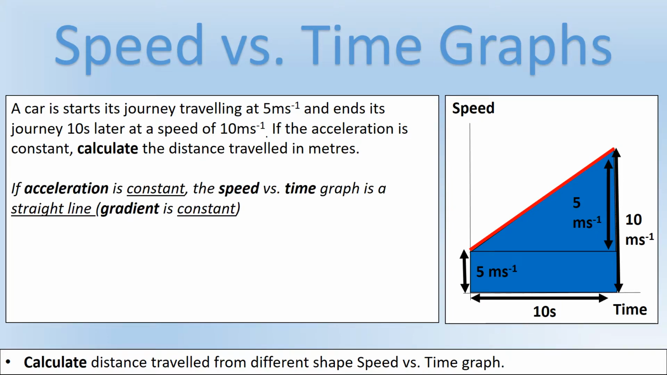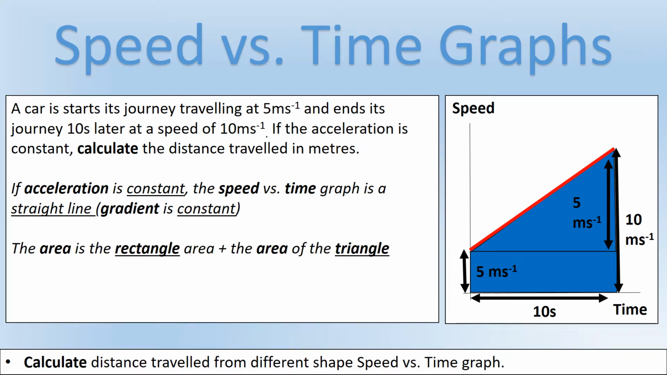So first off, I'm going to split the shape into two. You can see I've split it into a rectangle and a triangle. So we want the area of those two added together. The area of the rectangle is 5 times 10. The area of the triangle is 5 times 10 times a half. So that gives us a total distance traveled of 75 meters there.